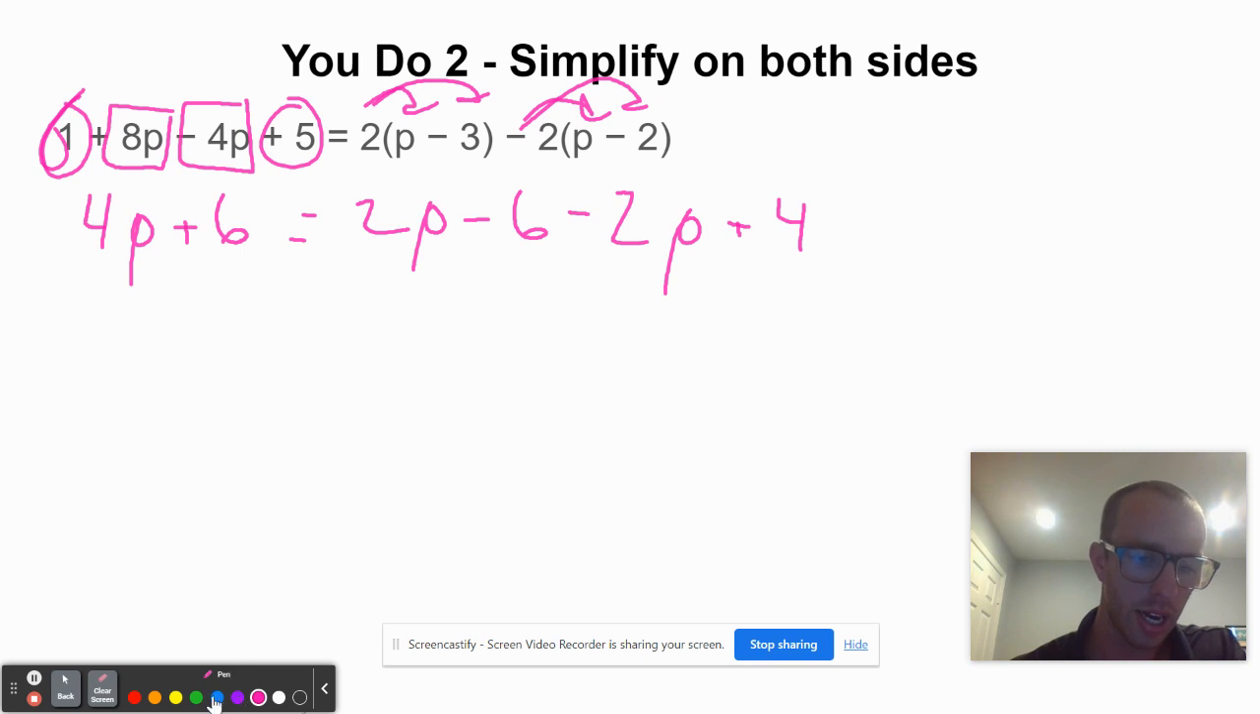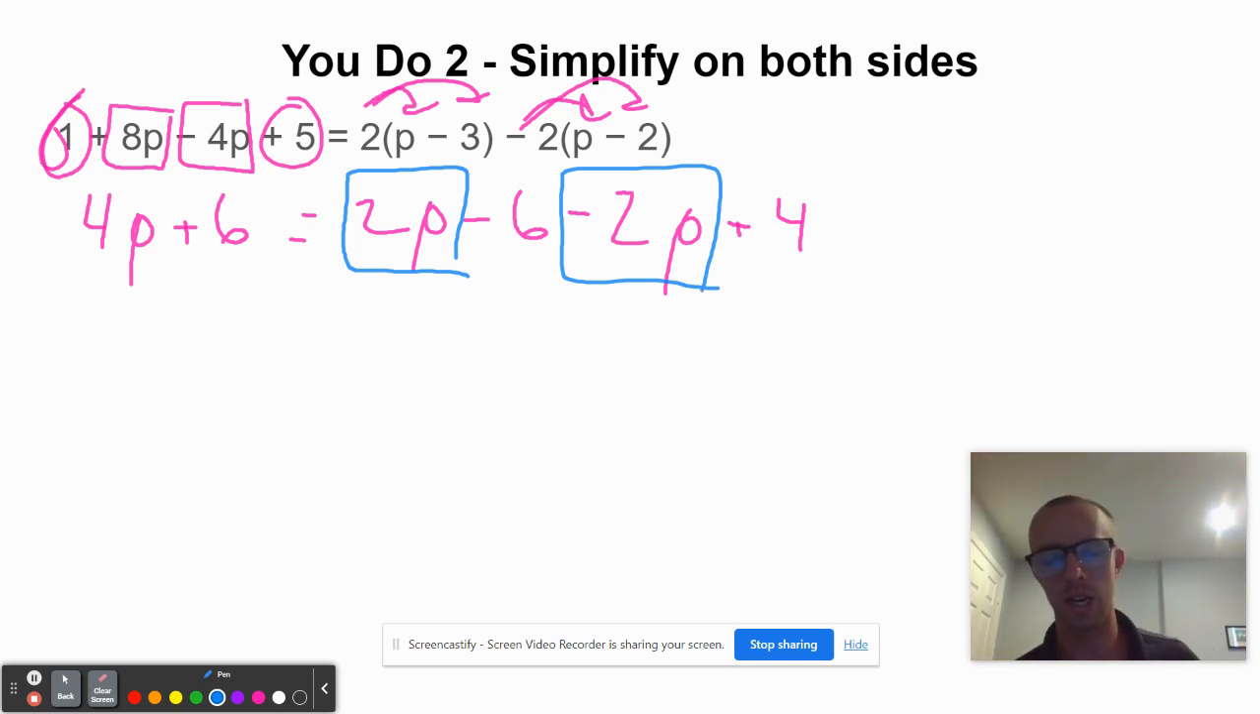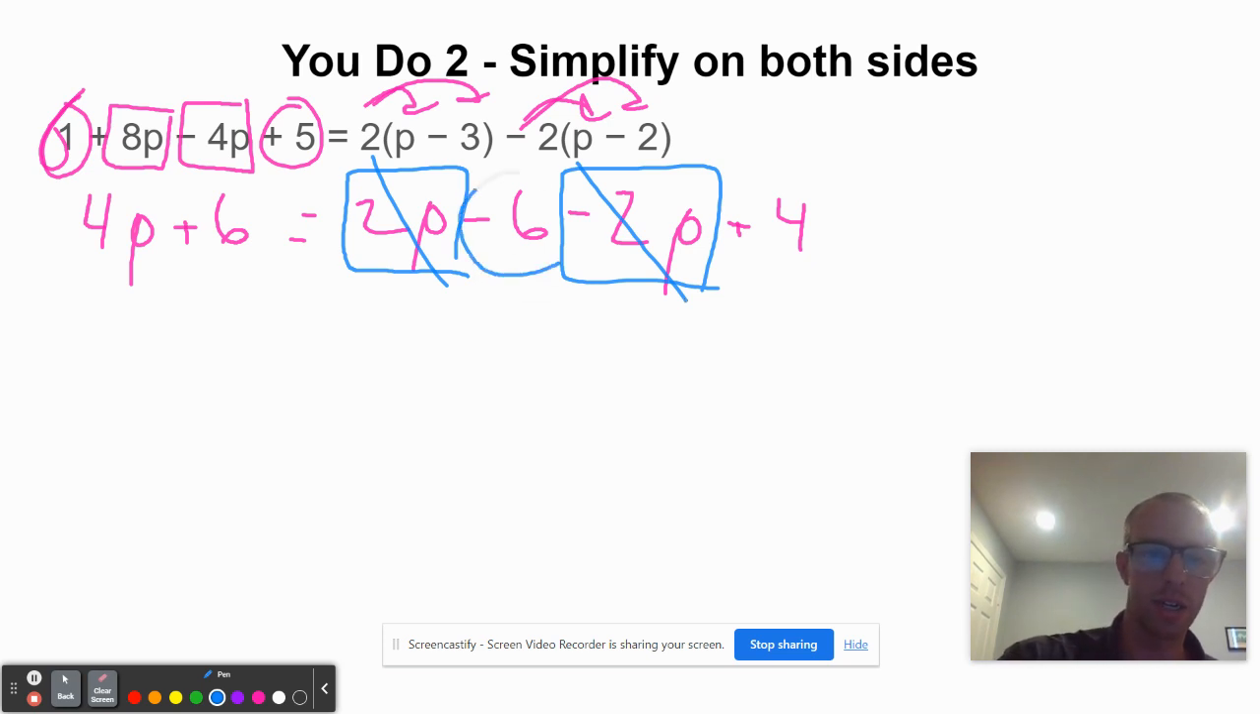All right, now I've got to combine like terms on this side. I have a 2p and a negative 2p. Oh, this is where it's going to get a little complicated, confusing maybe. I like to think about it as money. I have $2 and negative $2, right? Those cancel each other out. So there's actually no p's left on this side. Boom, they're gone. So that makes this a little bit easier.